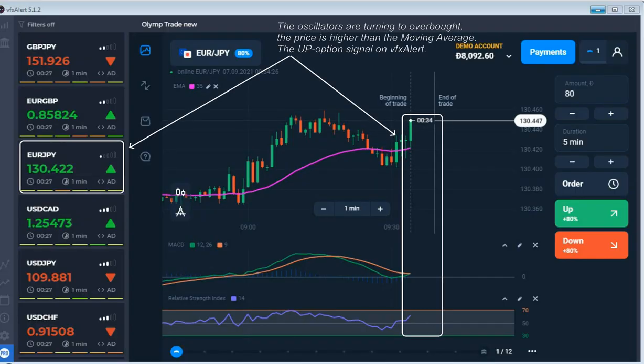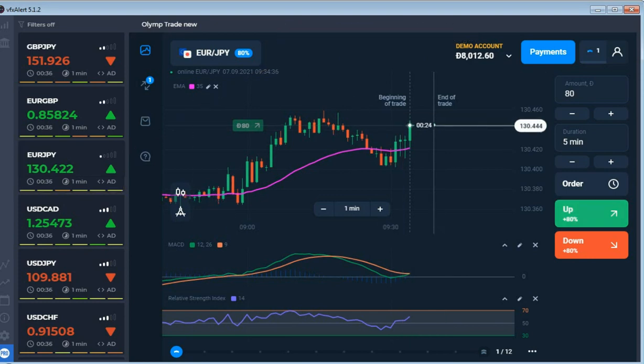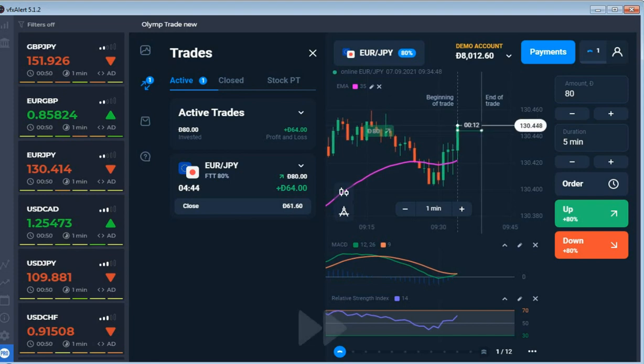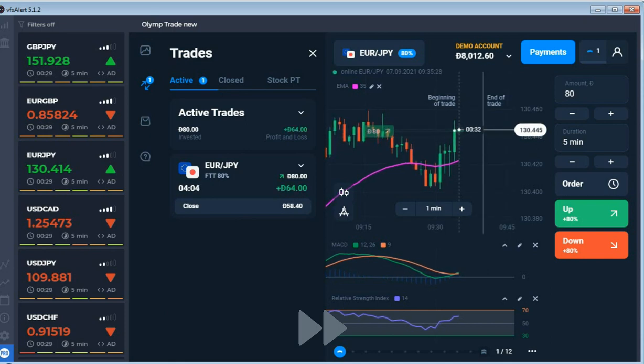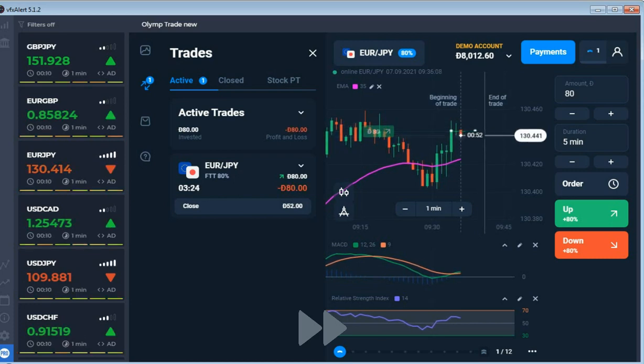Euro-yen again. A good uptrend signal. The price has broken through the moving average from the bottom up. The MACD is above the zero level. RSI to the overbought zone. First, we look at the volatile cross pairs that contain the yen. If you are going to trade majors, it is recommended not to open options during the Asian session, when the market is quiet.